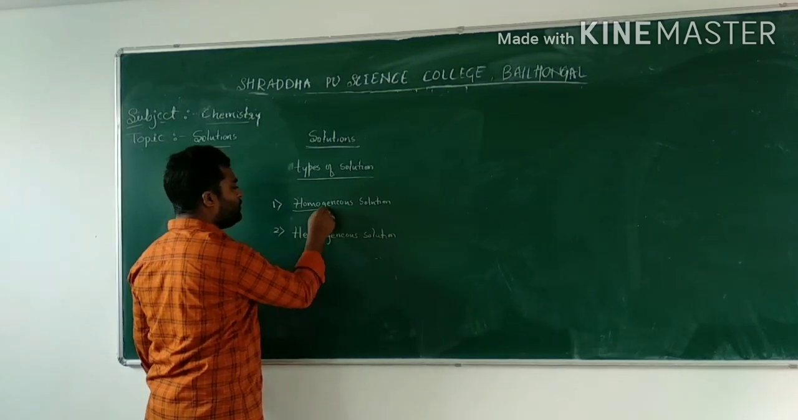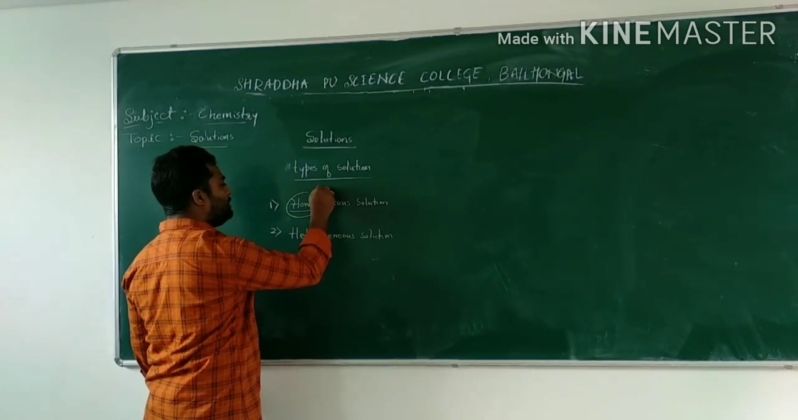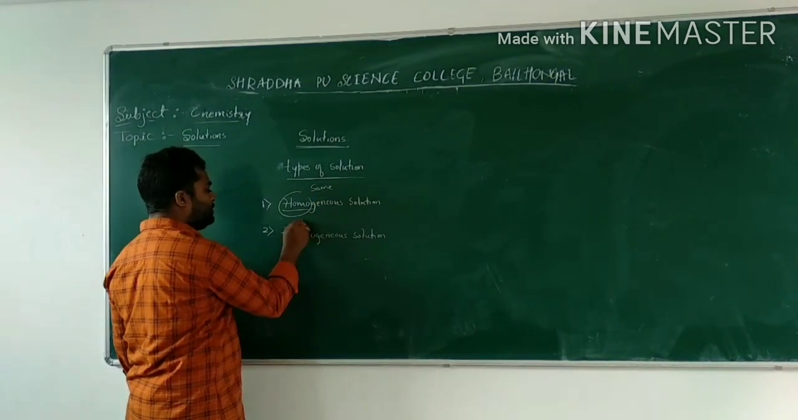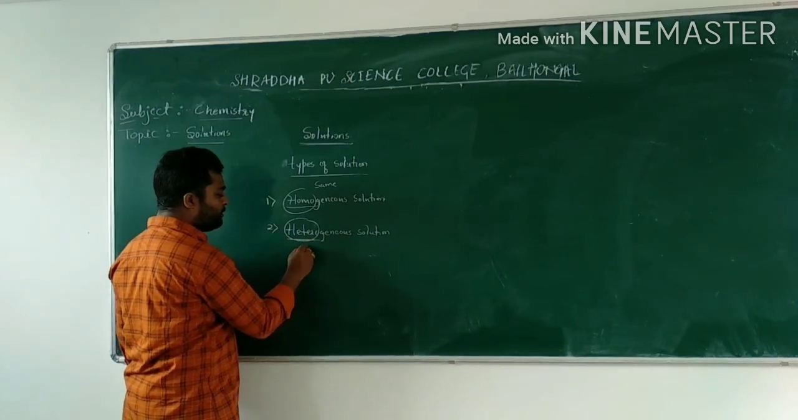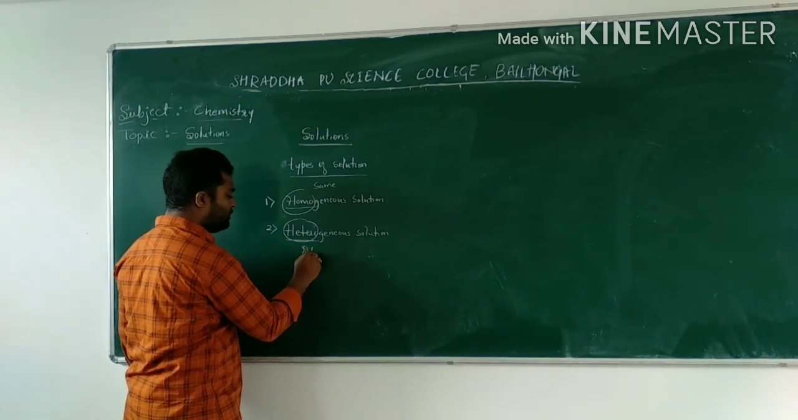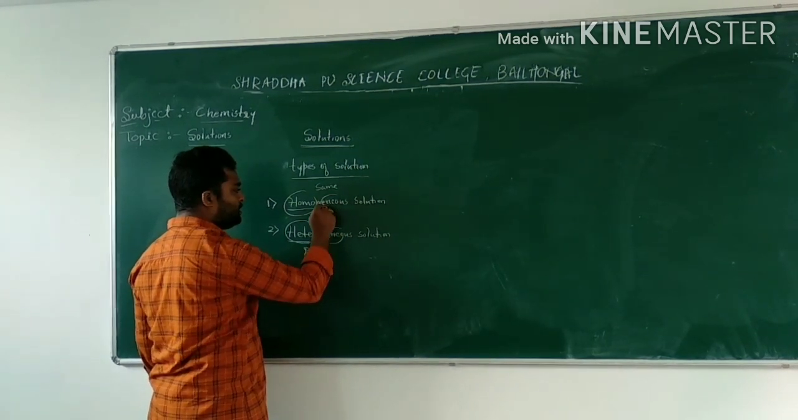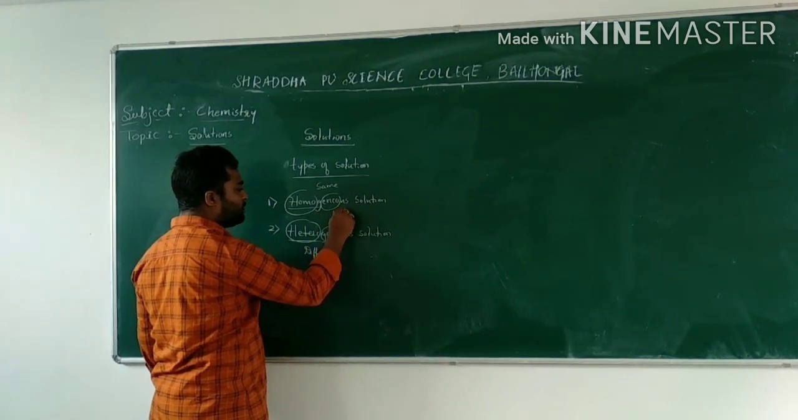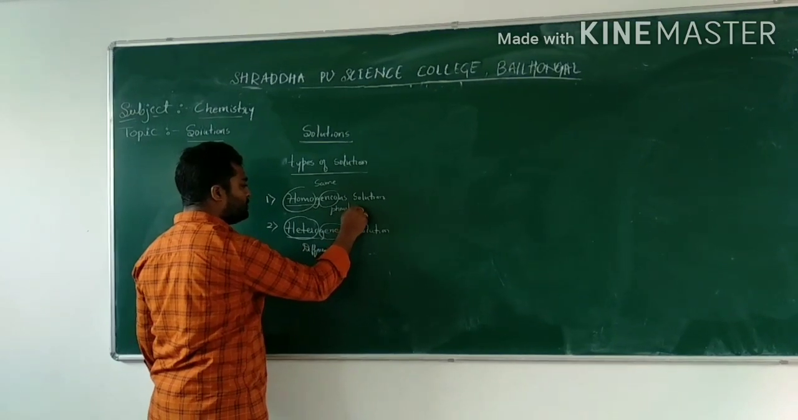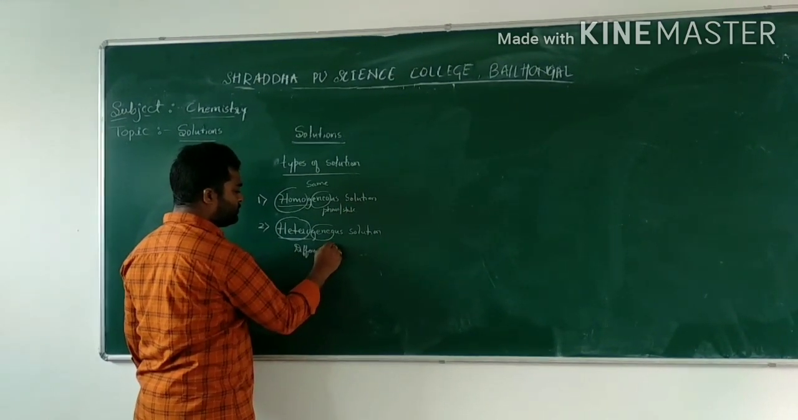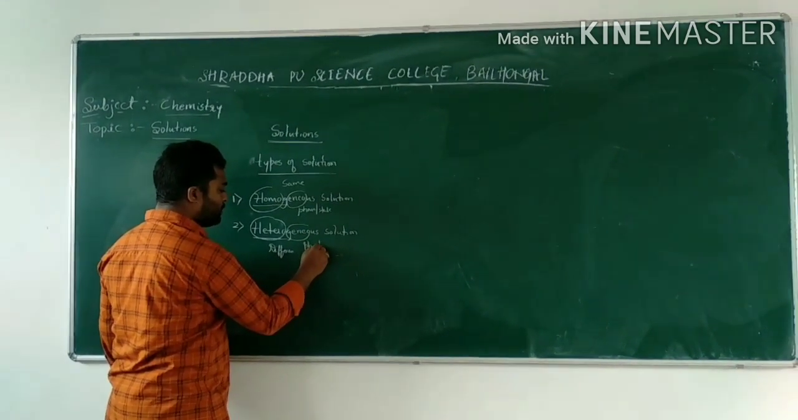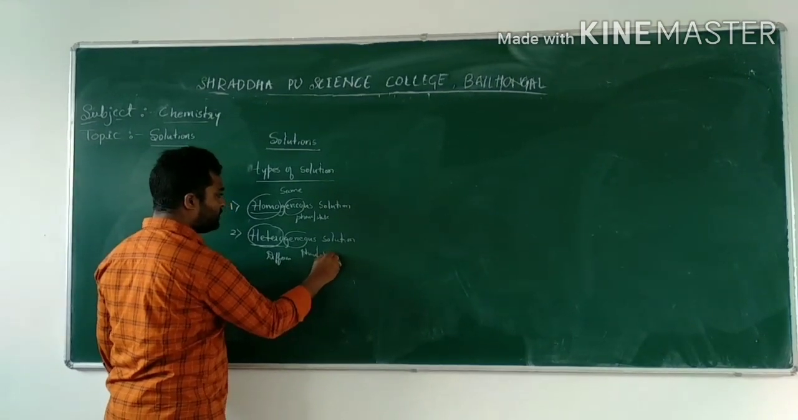What do you mean by homo? Homo means, in the Latin language, same. Hetero, what do you mean by hetero? It is called different. And genus means it is called phase or state. Here also it is phase or state.